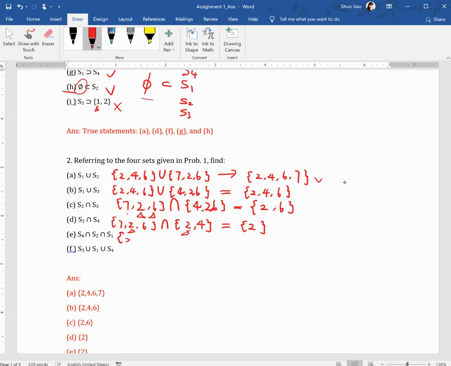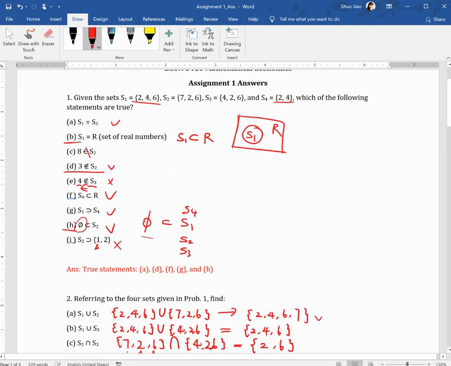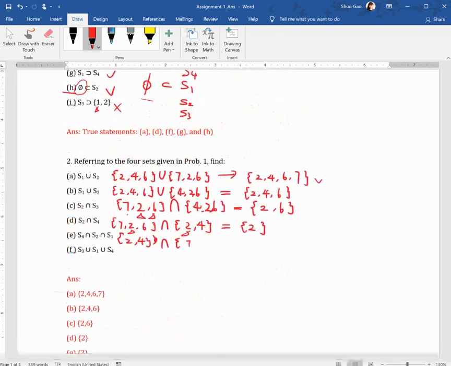And E, S4, that's 2, 4, intersects S2, 7, 2, 6, intersects S1, 2, 4, 6. That means we need to find the common element in the 3 sets. The only common element in the 3 sets is number 2. So the answer should be the set 2, the set with the element 2.